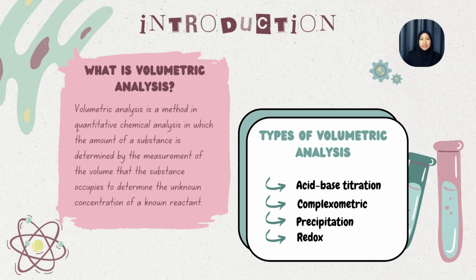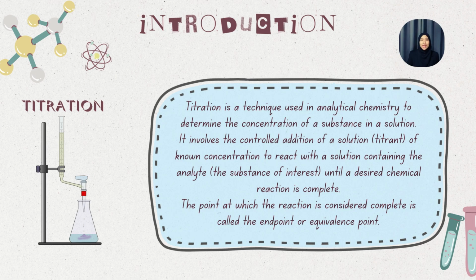What is volumetric analysis? Volumetric analysis is a method in quantitative chemical analysis in which the amount of substance is determined by the measurement of the volume that the substance occupies, to determine the unknown concentration of a known reactant. Besides, there are four common types of volumetric analysis, such as acid-base titration, complexometric, precipitation, and redox. Not only that, volumetric analysis is also referred to as titration.